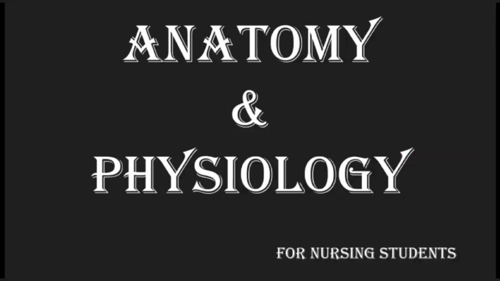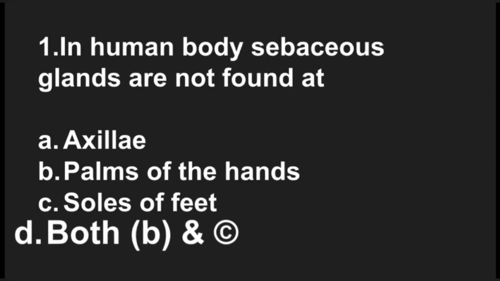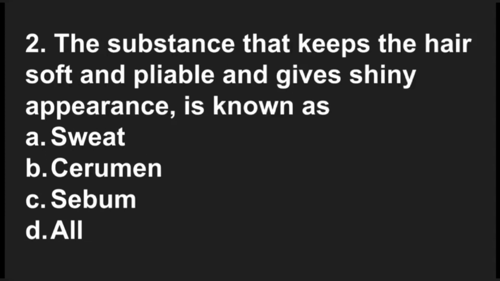Today we will be doing multiple choice questions based on anatomy and physiology. In the human body, sebaceous glands are not found at, see here, palms of the hands and the soles of the feet. So the option is both B and C. The substance that keeps the hair soft and pliable and gives a shiny appearance is known as sebum.